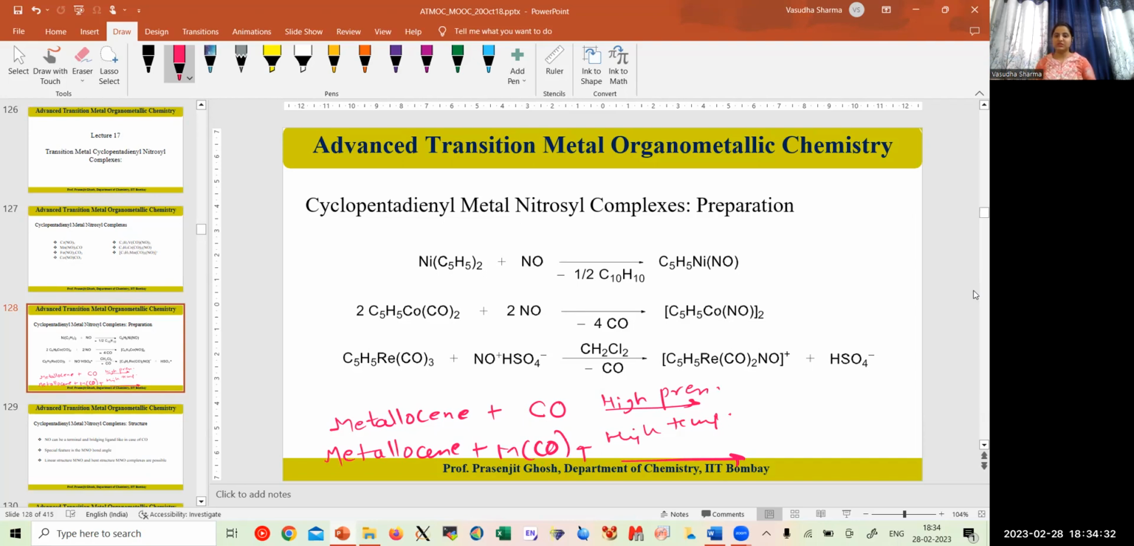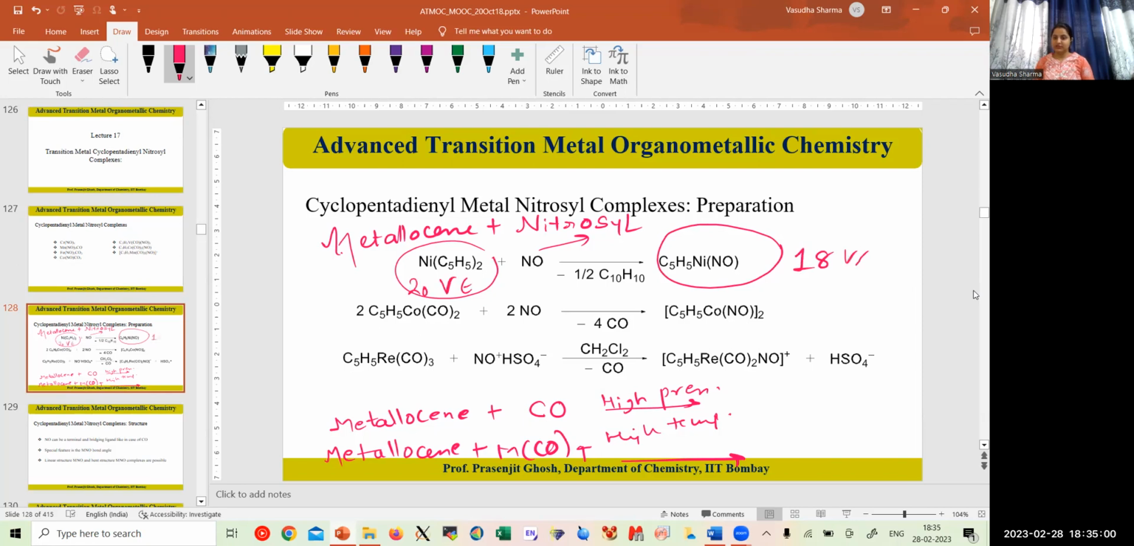So these were the two main preparations. Similarly, the first preparation is we are taking a metallocene, and instead of carbonyl, we have a nitrosyl. So this is also a general thing, metallocene plus a nitrosyl, and therefore we end up having a CpMNO. Here we can see that this is a 20 valence electron species, but this is now 18 valence electron. So one of the C5H5 rings will go out as a dimer, but the half molecule is saying that half C10H10 is nothing but C5H5.